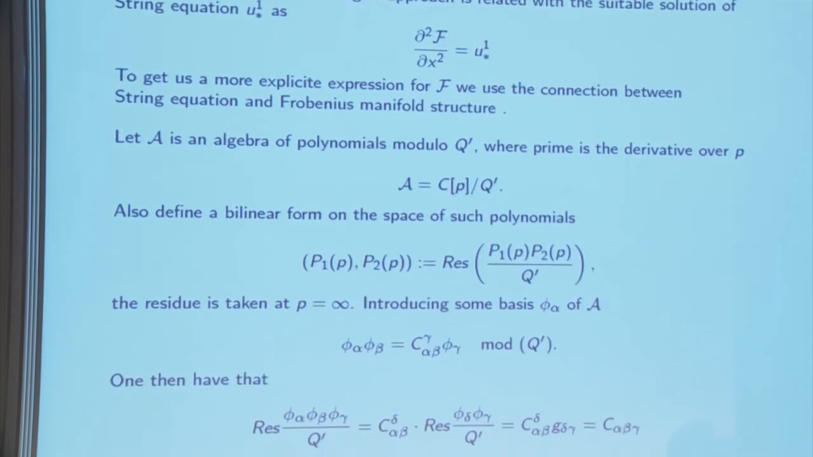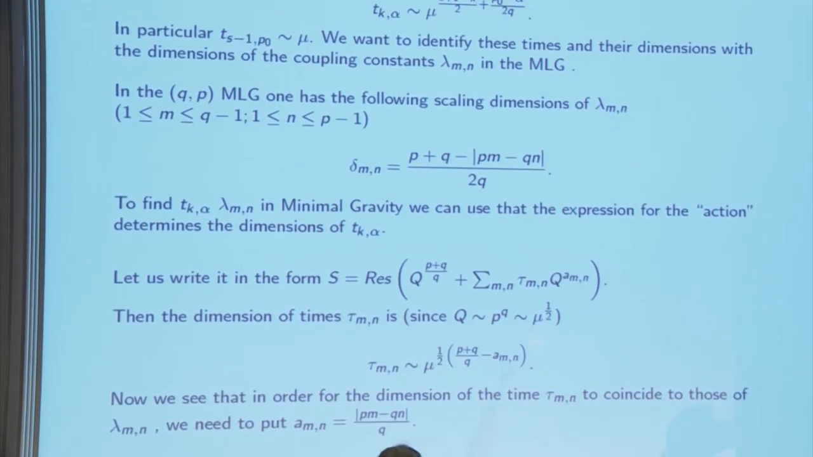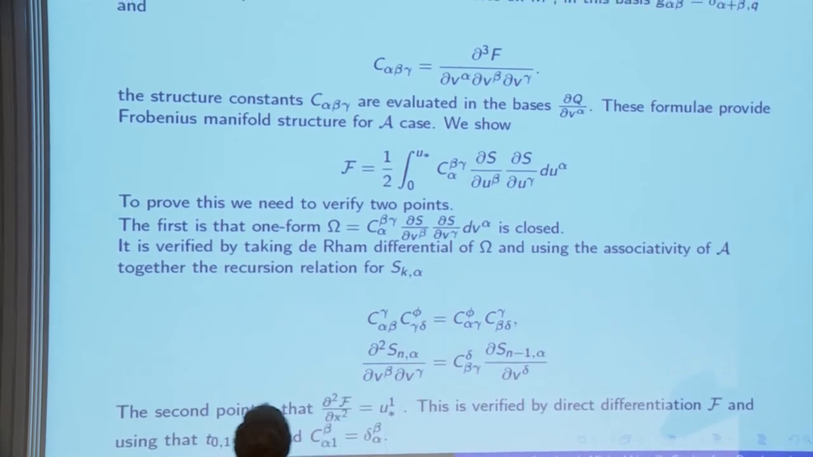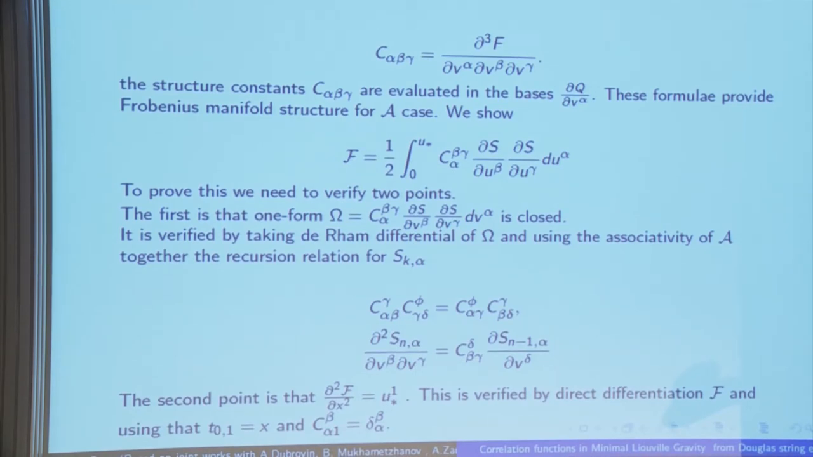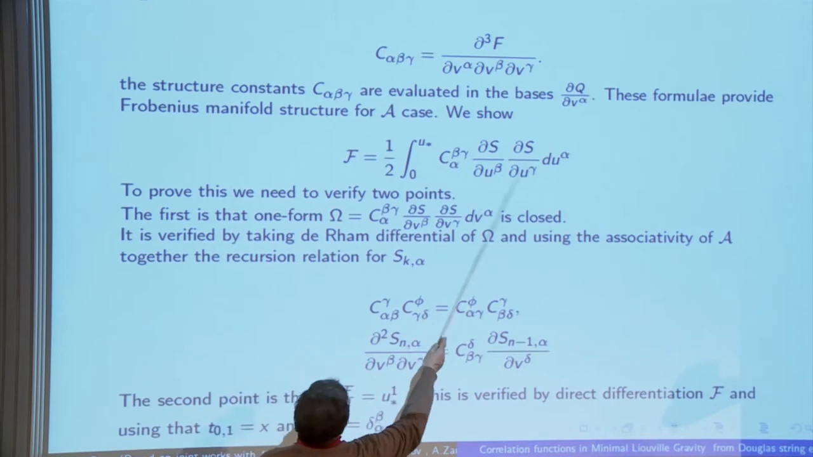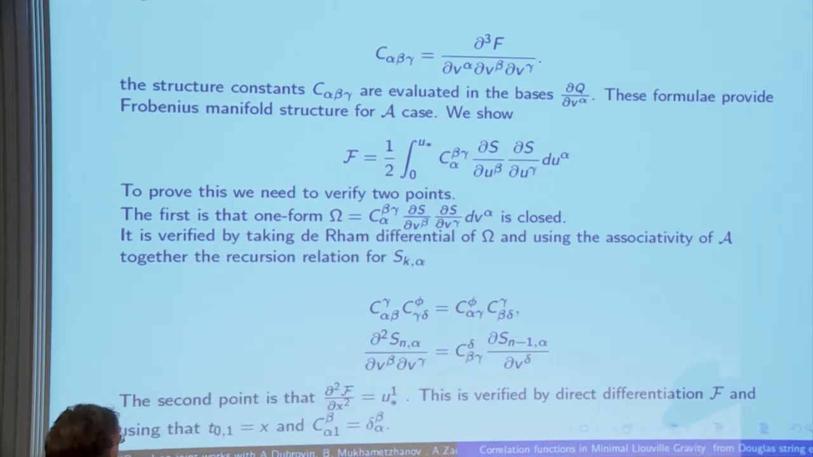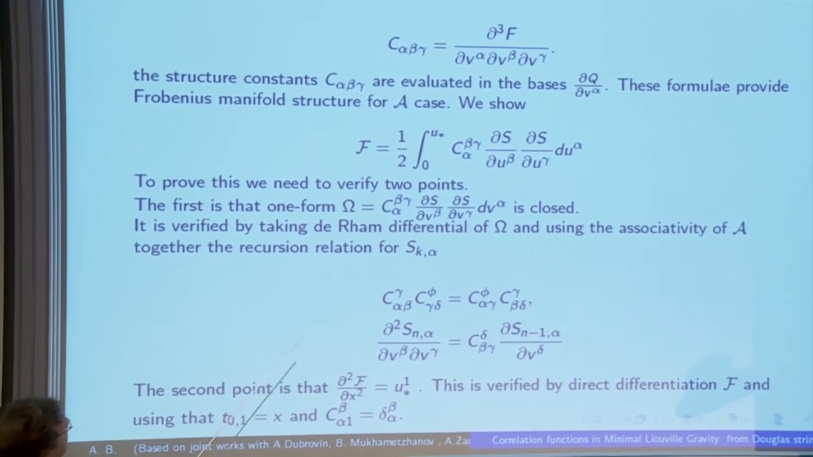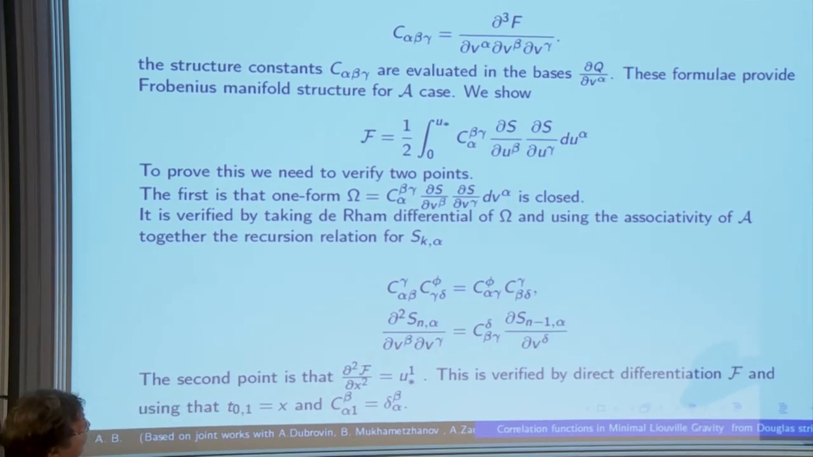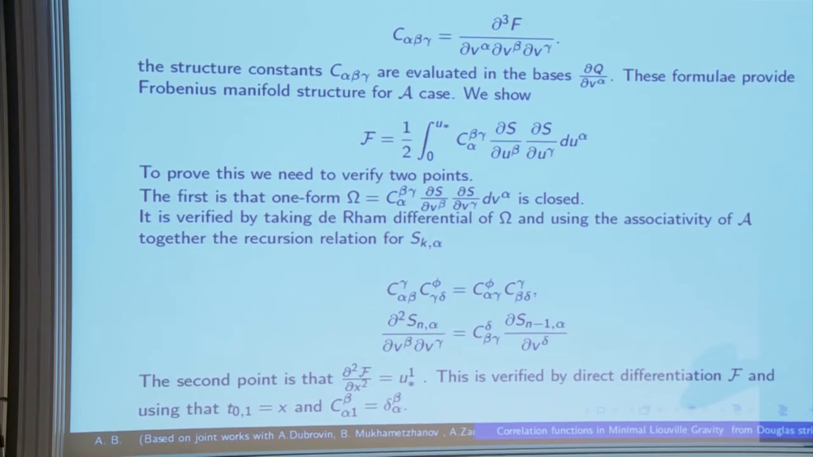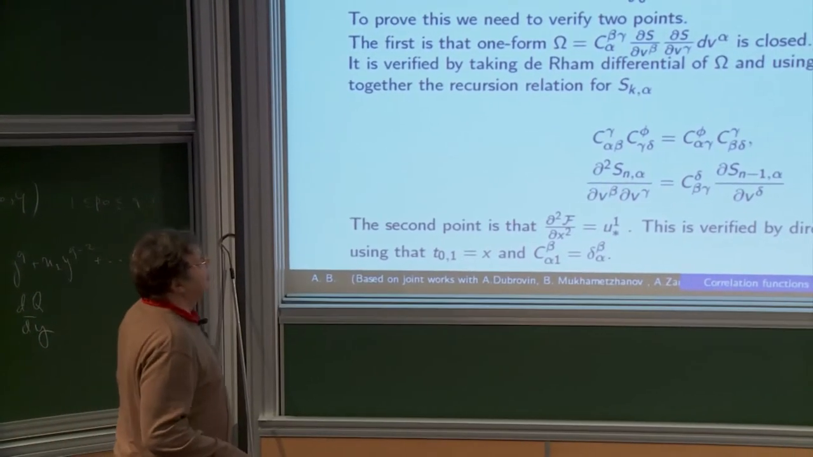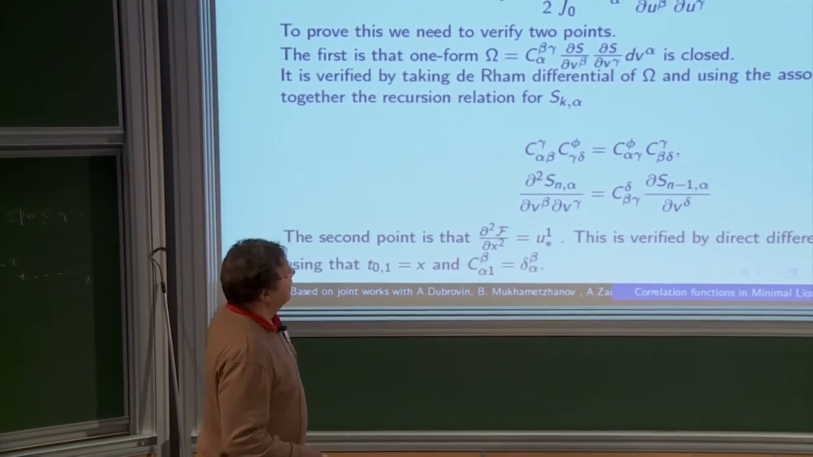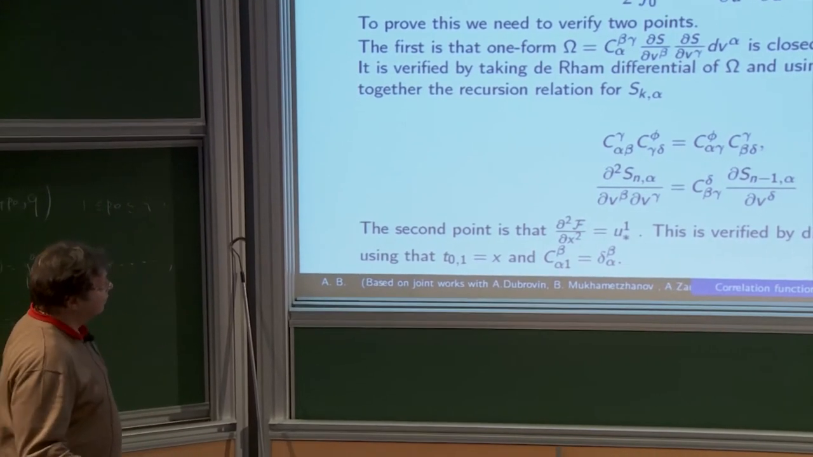Let me show where the action is. This one. So we have this formula for partition functions, for generating function. First of all, we have this integral over d u alpha, and this integral should not depend on the path. It means that this one-form differential should be closed. And also we should check that the Douglas relation between the partition function defined by this formula and the solution of our equation is fulfilled.